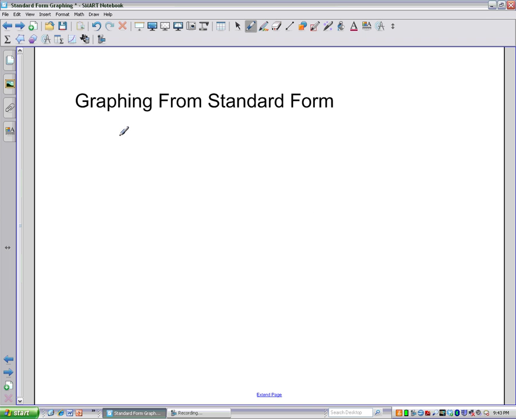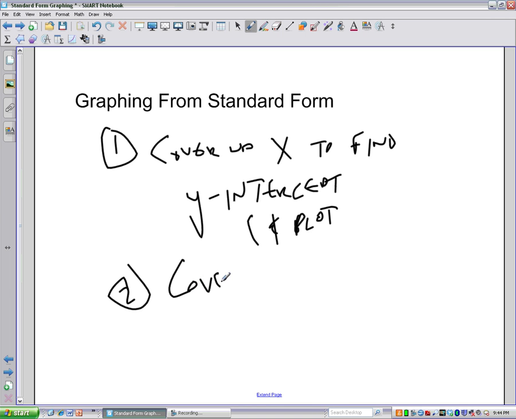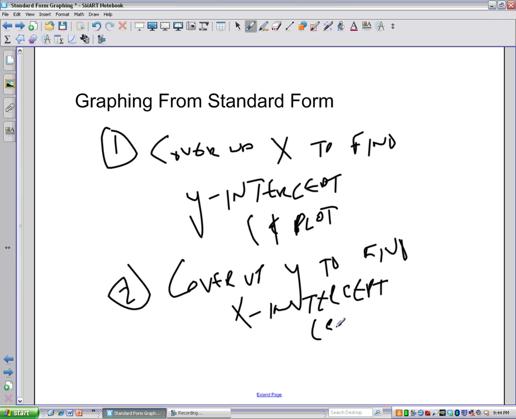So basically, graphing from standard form. It's just a different way to do it. Step 1: cover up x to find the y-intercept, and then plot it. Step 2: cover up y to find the x-intercept, and plot it.